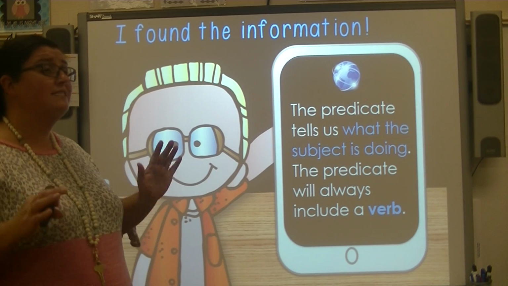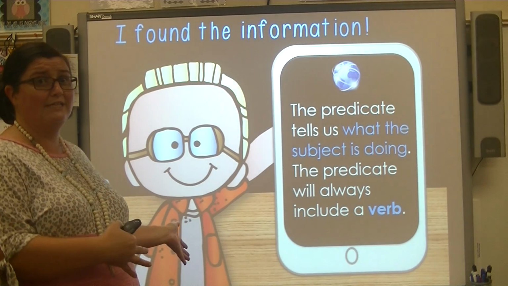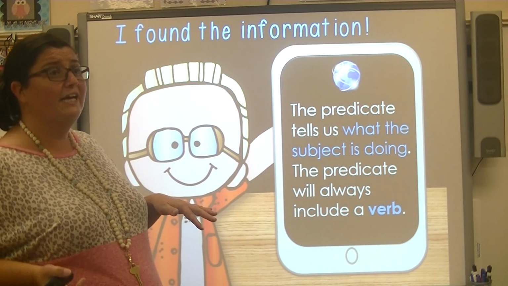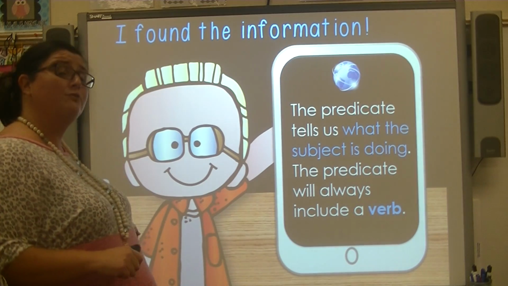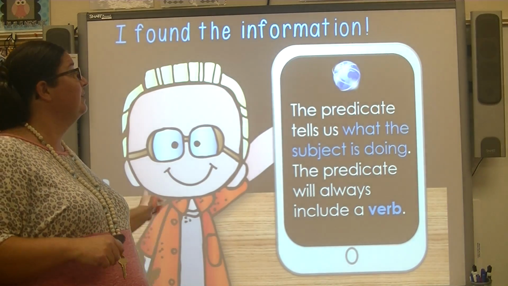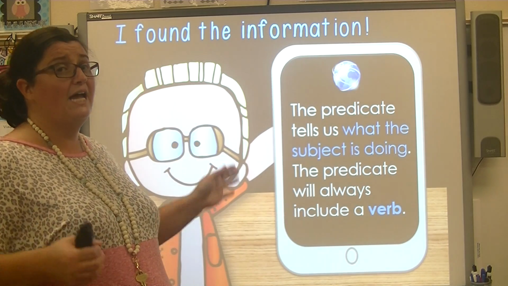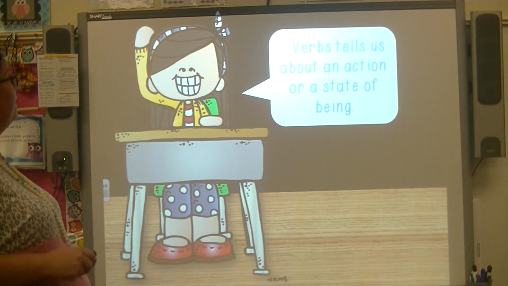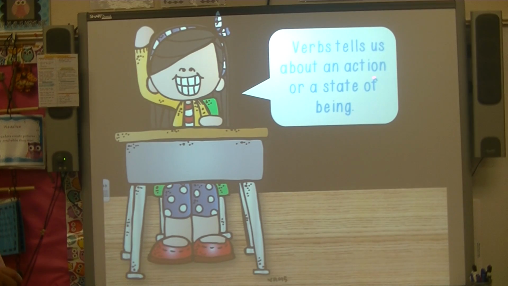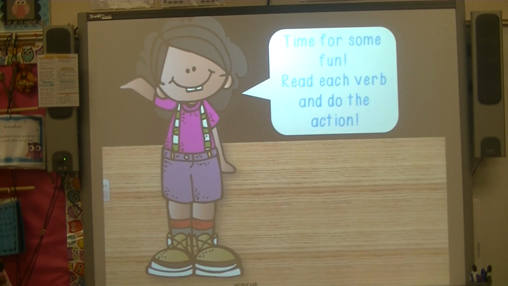So one more time, the subject is who the sentence is about. The predicate is what they do. Verbs tell us about an action or state of being. Time for some fun. Read each verb and do the action.